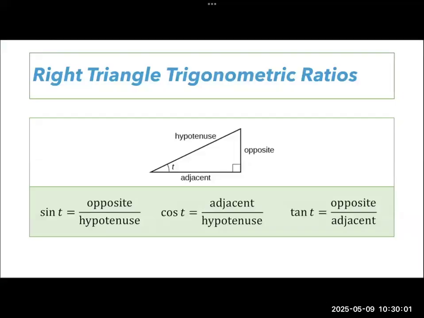So when we talk about trigonometric ratios, we always start with right triangle trigonometry. And the ratios are ratios of the sides of a right triangle with respect to one of the acute angles. So you can see in our right triangle here, we have the angle labeled T. And so with respect to that angle, we have a leg or side that is opposite that angle. We have a leg or side that is adjacent to that angle. And then we have the longest side of the right triangle opposite the right angle, which is our hypotenuse.